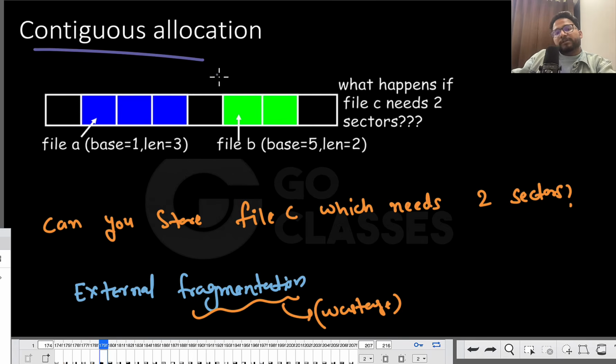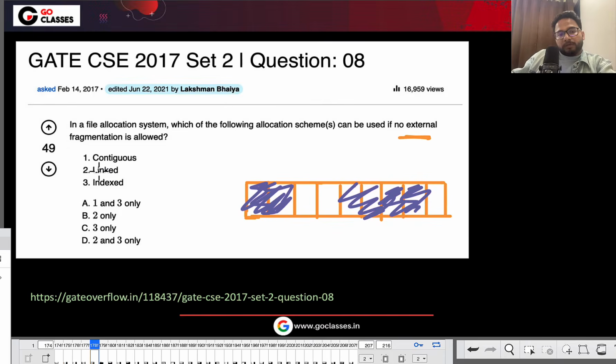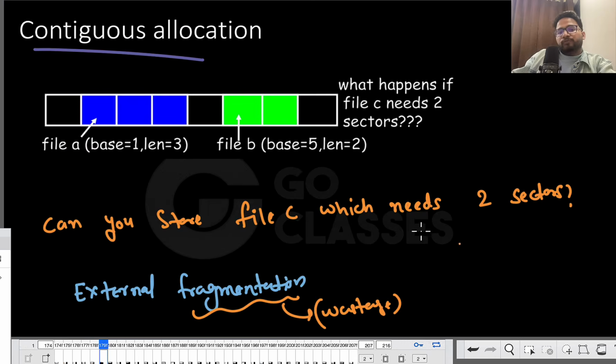What is external fragmentation? You have available blocks, but still you can't store the file. But is this possible in linked or index? In both of these we use pointers, right? So whenever we use pointers, it is not possible.